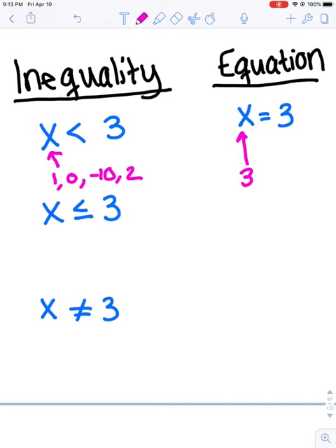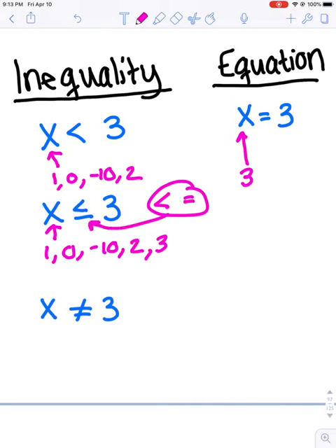When you have the little line underneath it, it means or equal to. So all of my numbers from the previous example work. 1 is less than 3, 0 is less than 3, -10 is less than 3, 2 is less than 3, and I could add other numbers as well. But the or equal to means that 3 is also an option. So numbers that are less than or equal to 3 would be 3 itself, or all of the other numbers that are less than 3. The symbol itself is like combining a less than symbol and an equal symbol. When you combine these two symbols, you get less than or equal to.